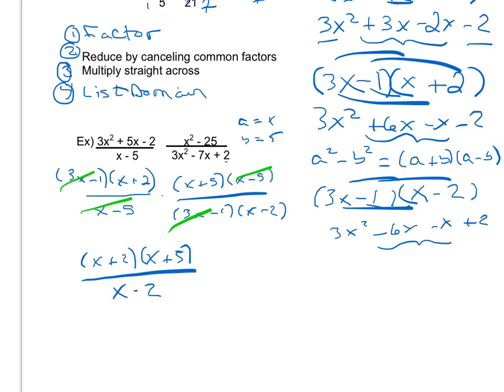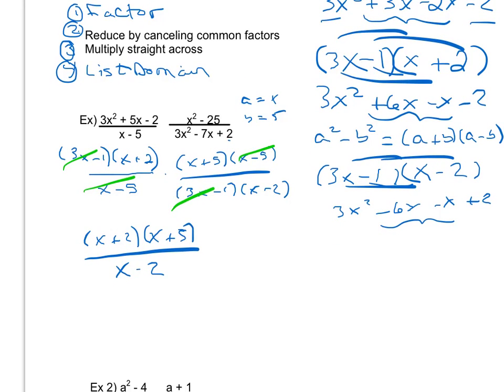I have to list my domain. So in order to list my domain, I'm going to look at my non-reduced denominator. So I'm looking at all three of these pieces. If any one of those pieces equals 0, then my denominator will equal 0. So I'm going to say, when does x minus 5 equal 0? When does 3x minus 1 equal 0? When does x plus 2 equal 0?